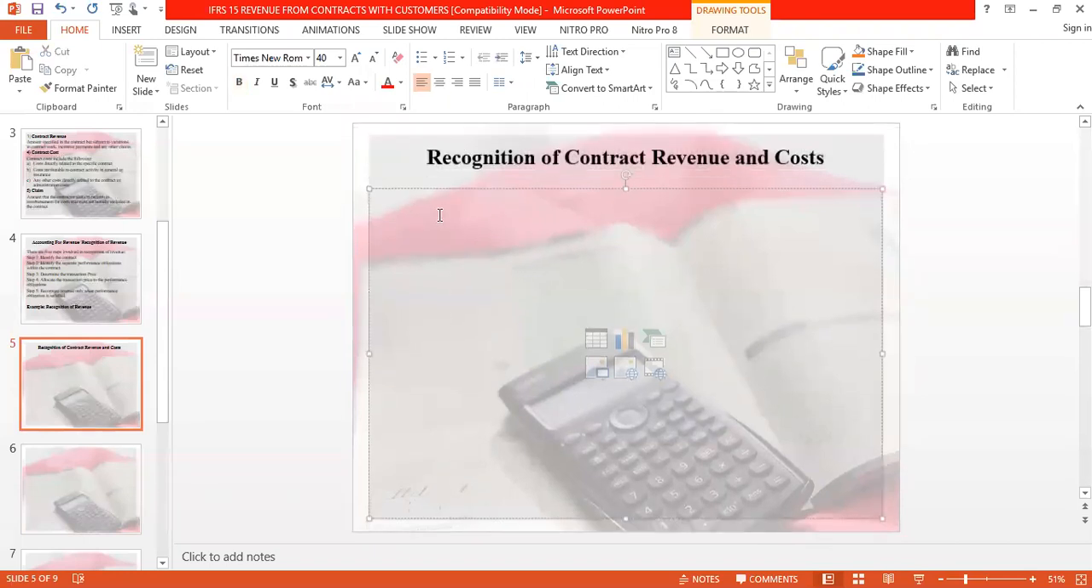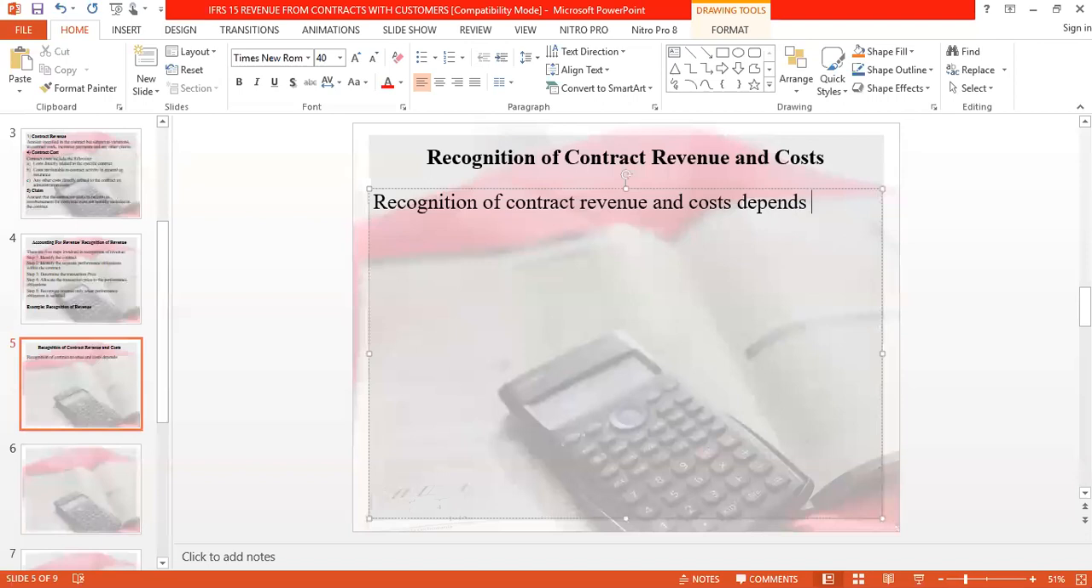Take note of this. This is the most common question in exams, and also the last part that I will cover. So recognition of contract revenue and costs depends on the outcome of the contract.